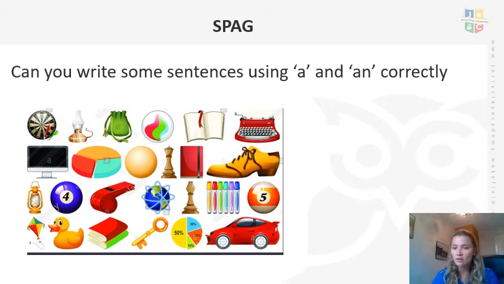So think about how you can use a or an in the sentence using a picture, and you could even add some more adjectives and adverbs in there as well. So I'd write about 5 sentences using a or an correctly, and then move on to the next part of the lesson.